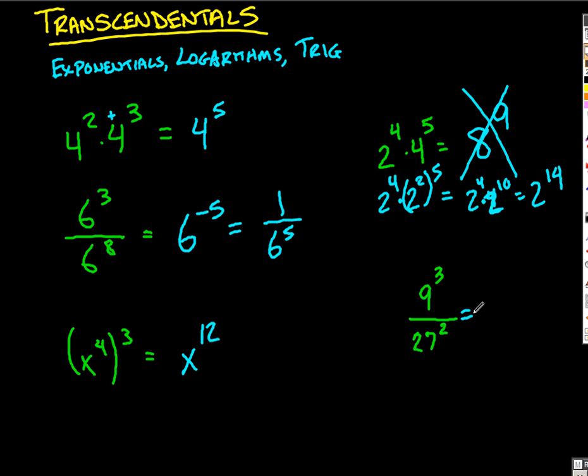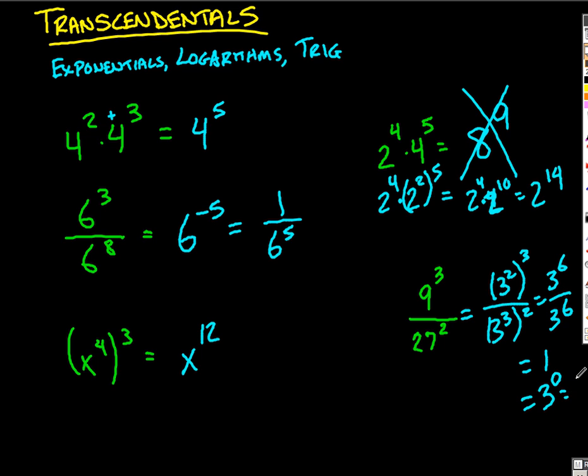Same thing here. I can rewrite each of these as 3 to some power. This is 3 squared cubed, and this one is 3 cubed, and then squared. So I got 3 to the 6th over 3 to the 6th, which is just equal to 1. Or if I wanted to do the subtraction, that's 6 minus 6 is 0. So 3 to the 0th, which is, again, also 1.